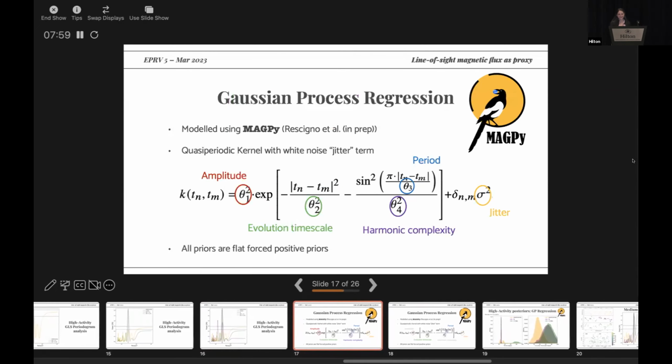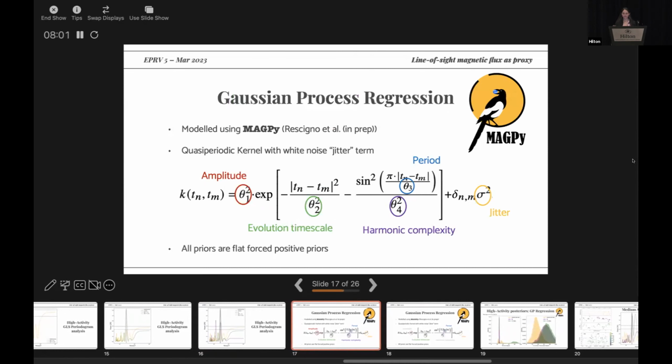We've heard about this a lot, so I'm not going to focus on this too much, but I've modeled the three time series separately using my code that is currently being packaged for public use, MagPi, and I've picked a quasi-periodic kernel with a white noise jitter term. It has these five hyperparameters, but we don't really care about all of them.